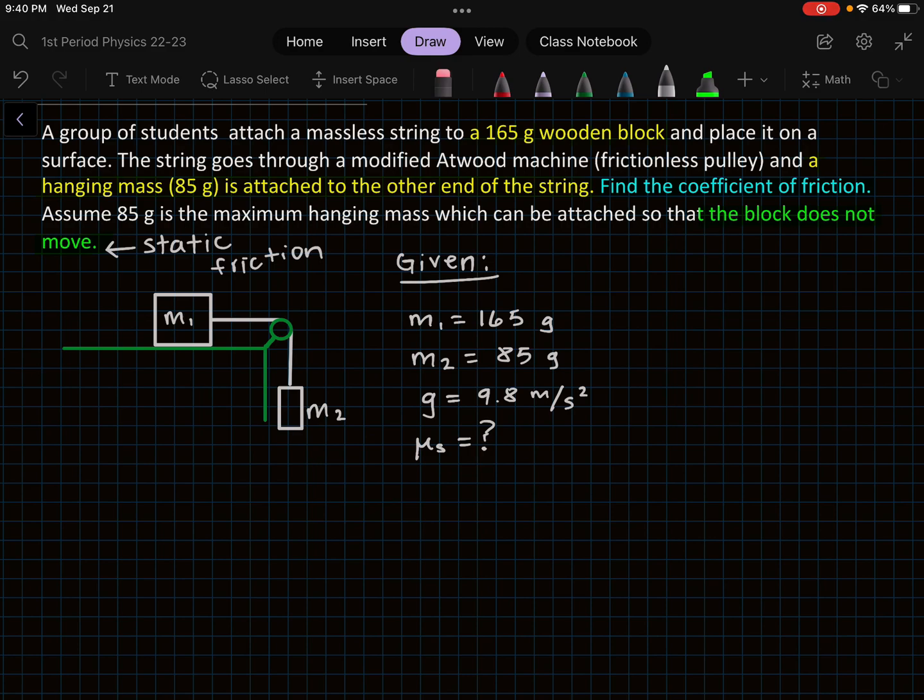Okay. We don't have a lot of information, but we know this is a problem about forces. This is an example about forces. Therefore, we should draw free body diagrams. We have to draw a free body diagram per object in this problem. So we'll draw a free body diagram for mass 1 and then a free body diagram for mass 2 because we're going to treat them as independent from each other. Though we know they're connected by a string, we're going to treat them as independent from each other. Okay?